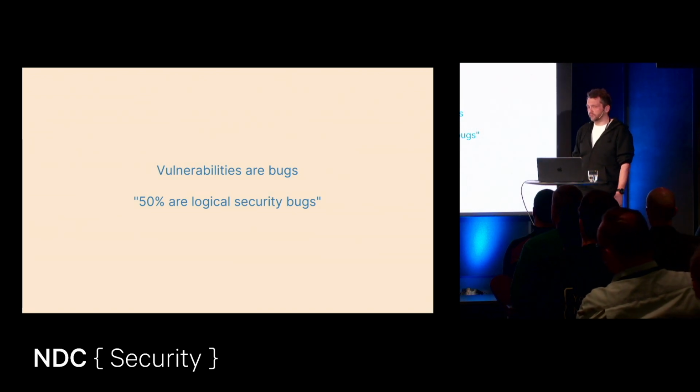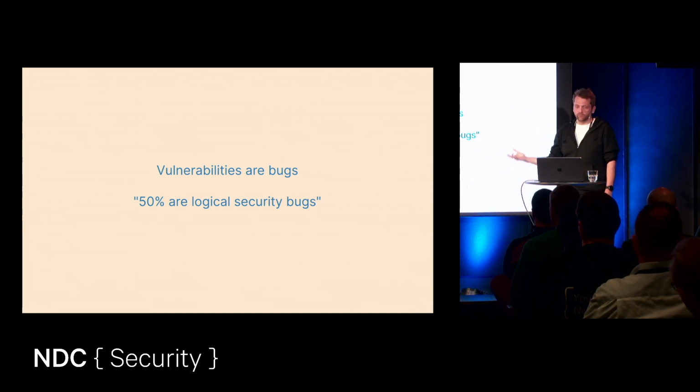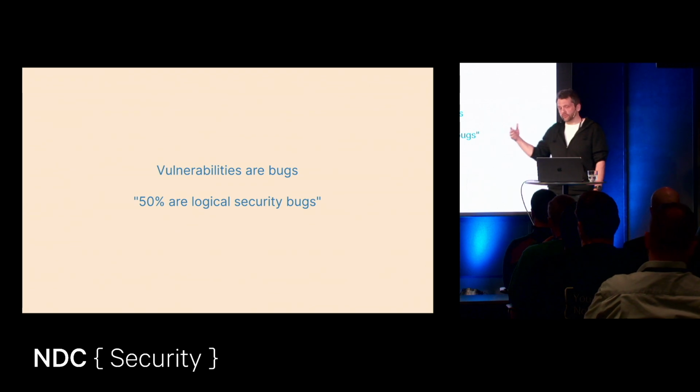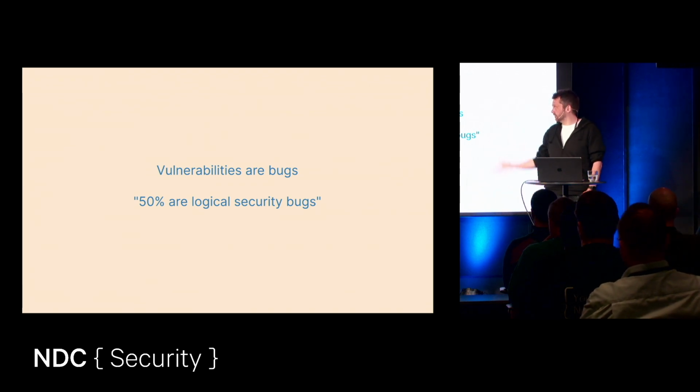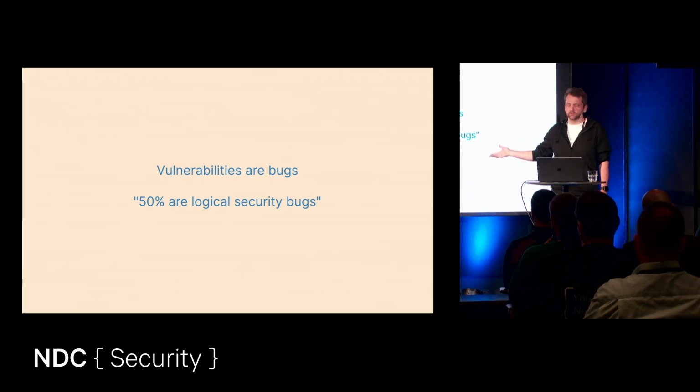And vulnerabilities are also just bugs. There's nothing special about a security bug as opposed to another bug. They're just bugs. So when we write something that happens to be insecure, our code can do something that it wasn't supposed to do under certain circumstances. And various security companies have suggested that 50% of security vulnerabilities are actually logical security bugs.